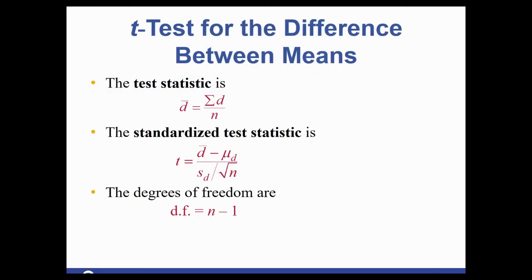So again, we've got D bar, we've got our test statistic. It looks like back in the day when we were doing a t-score and a z-score. So our sample mean minus our population mean on top, over our standard deviation over the square root of n. And then again, our degrees of freedom.